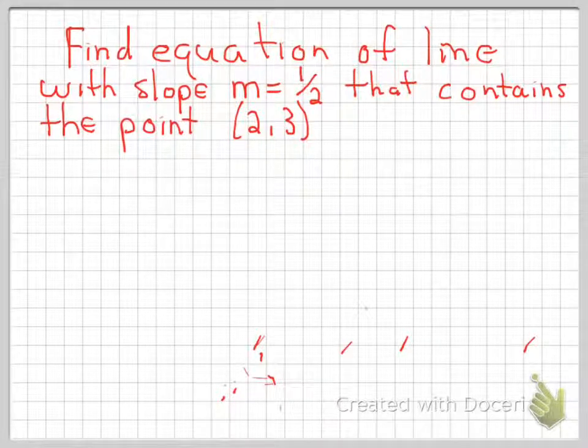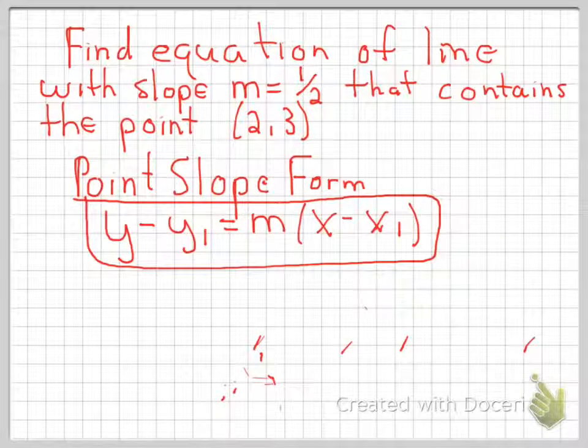Let's suppose we want to find the equation of the line with slope m equals 1/2 that contains the point 2, 3. The first thing you need to notice is that the point 2, 3 is not on the y-axis. We know that because if it was on the y-axis, its x-coordinate would be 0, not 2. So in this problem, 3 is not the y-intercept, so we're not going to go directly to slope-intercept form. There's another important equation of the line that's called point-slope form that's perfect for this situation.